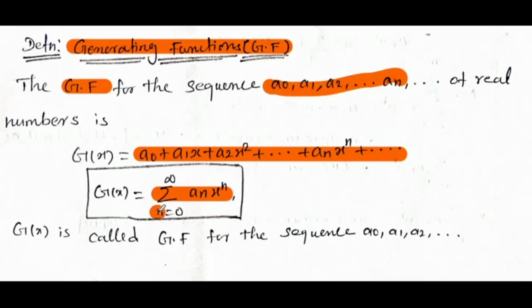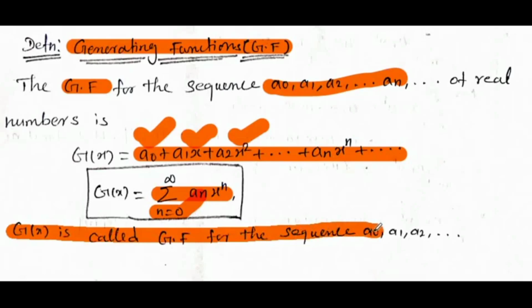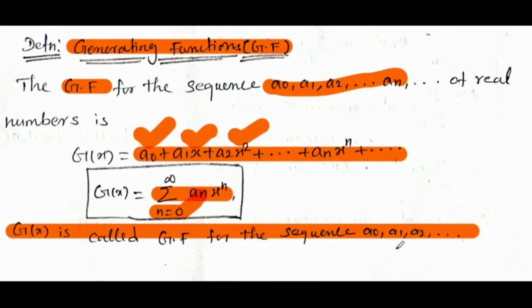If we substitute n equal to 0 here, we get the first term, a naught into x power 0. Anything power 0 is 1, so we get a naught. Substitute n equal to 1, we get a1 into x. Substitute n equal to 2, a2 x square and so on. Here an is nothing but the coefficient of x power n, which is the nth term of the given sequence. g of x is called the generating function for the given sequence a0, a1, a2 and so on.